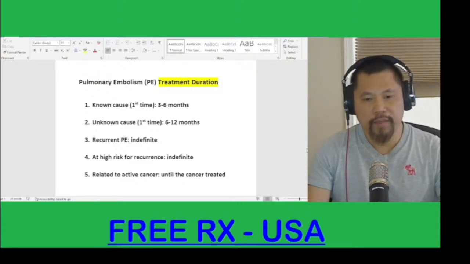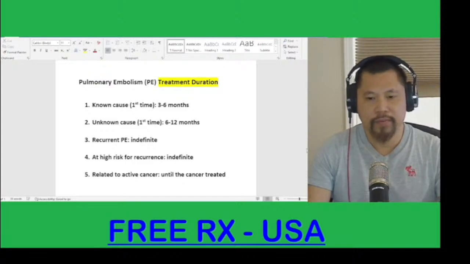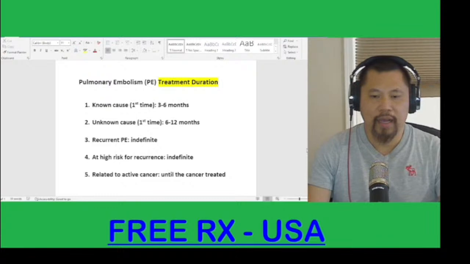And finally, if you have a blood clot related to cancer, then you may need to take a blood thinner medication at least for 3 to 6 months, and until you no longer have active cancer.